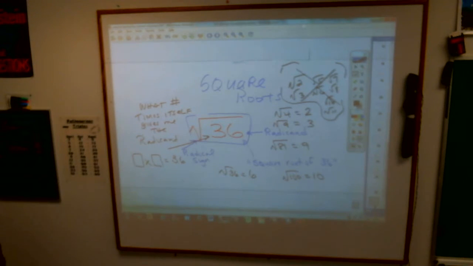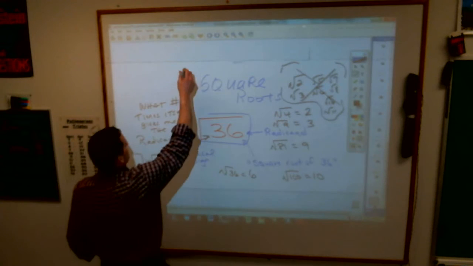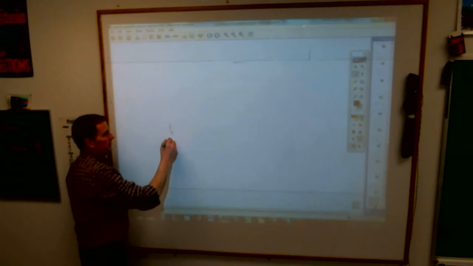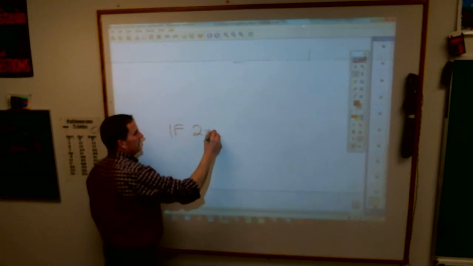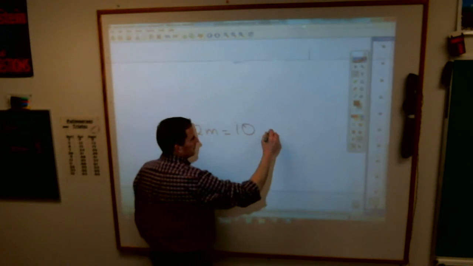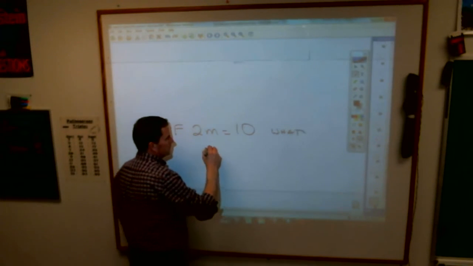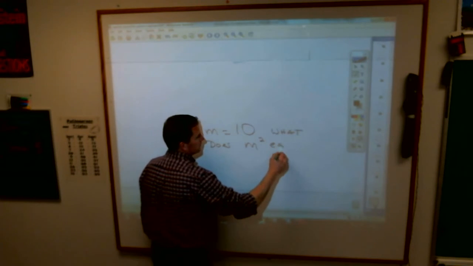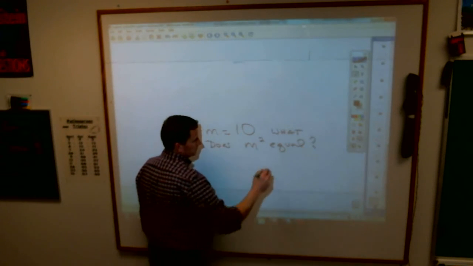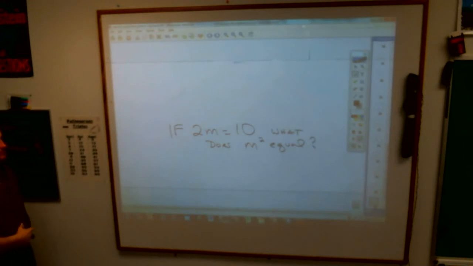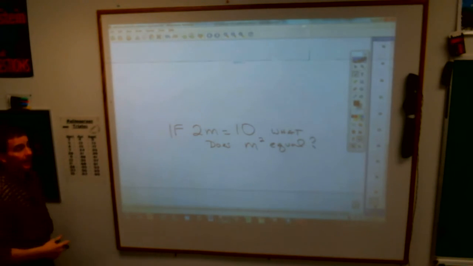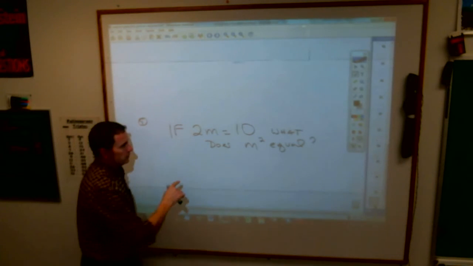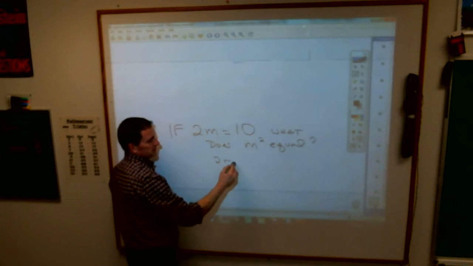Now, write down this problem here, because I've seen people struggle with this. If 2m equals 10, what does m squared equal? And just so you don't have to write tomorrow the word problem, if you see this problem in your work for tomorrow, you need to write this down, at least this.